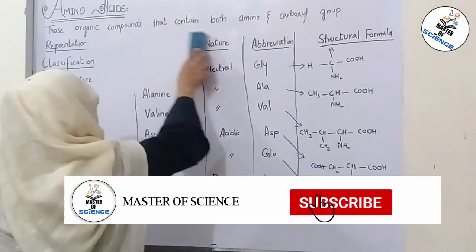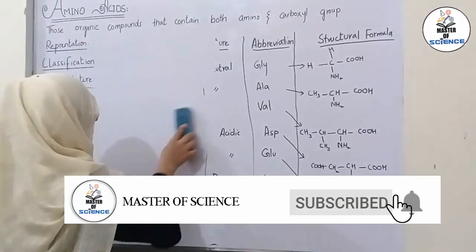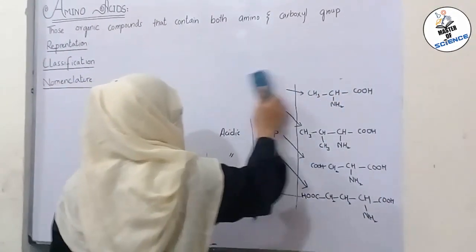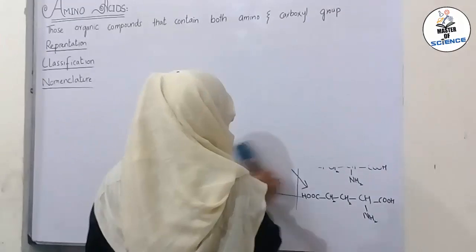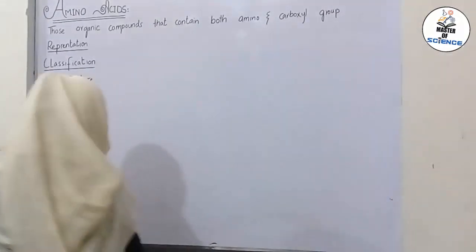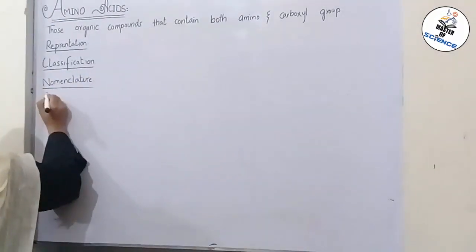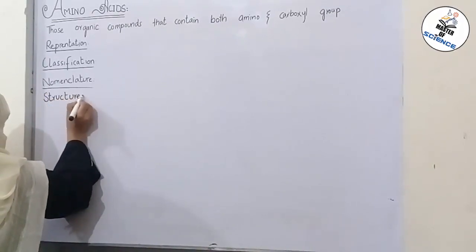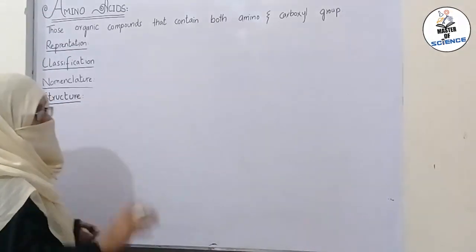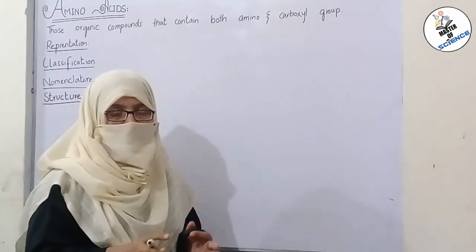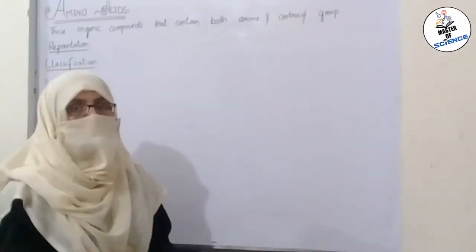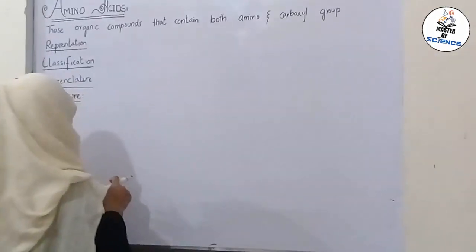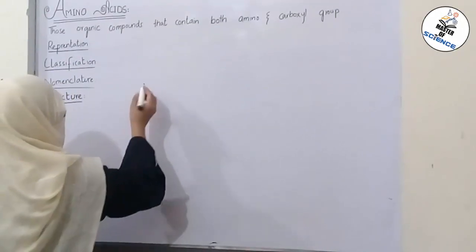Now we move towards the structure of amino acid. The structure of amino acid is called a zwitterion, because it exists as a dipolar ion, meaning it has both positive and negative charges within the same compound. And this is how the zwitterion is formed.